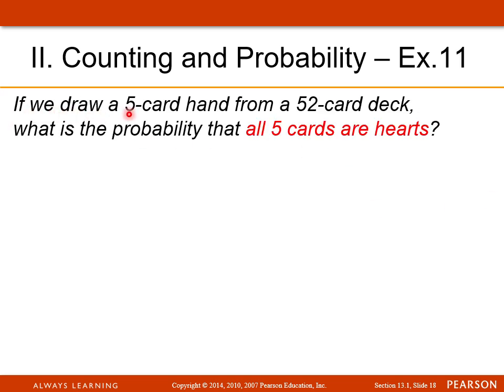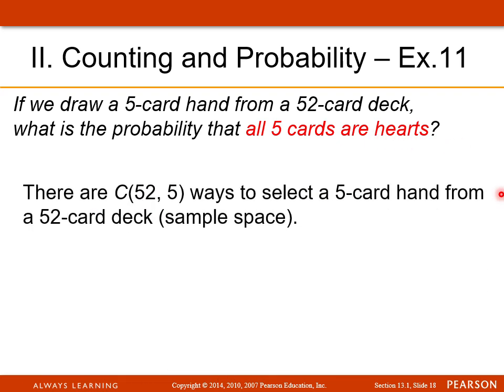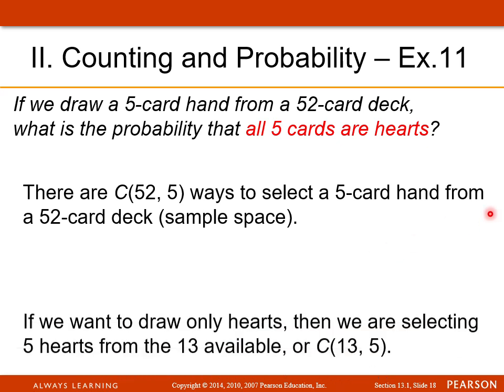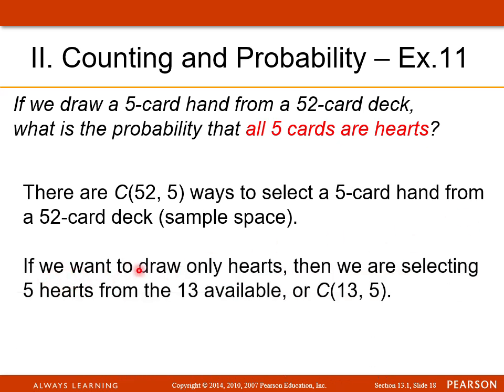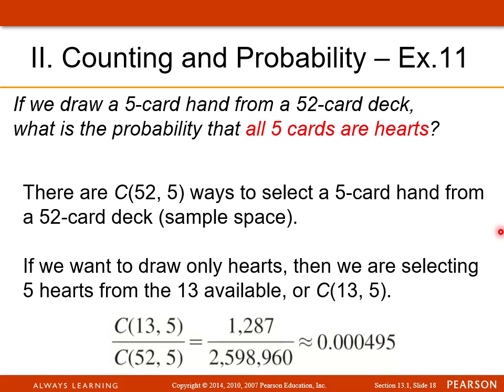Then if we draw a 5-card hand from the 52-card deck, what is the probability that all 5 cards are hearts? First, we already found the sample space. We did 52 cards and we chose 5 of them. Remember that came up to be our 2 million, big number. And then if you only want to draw hearts, there are only 13 hearts in the deck. Out of the 13 hearts, we're going to choose 5. That's going to be our numerator.